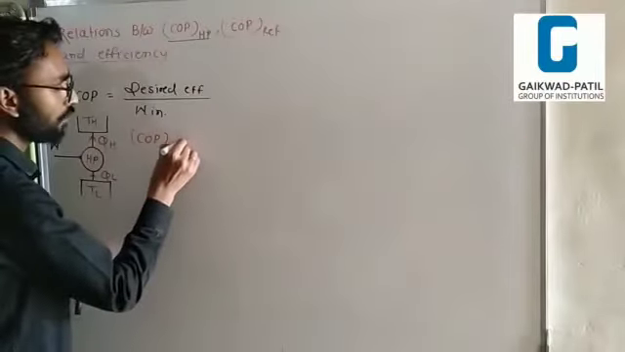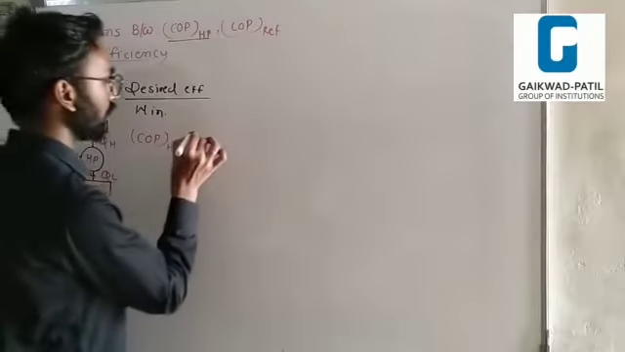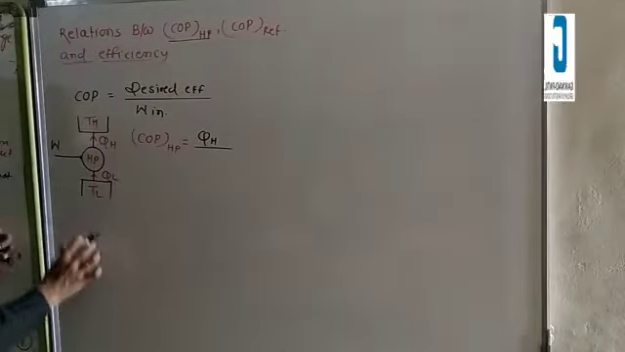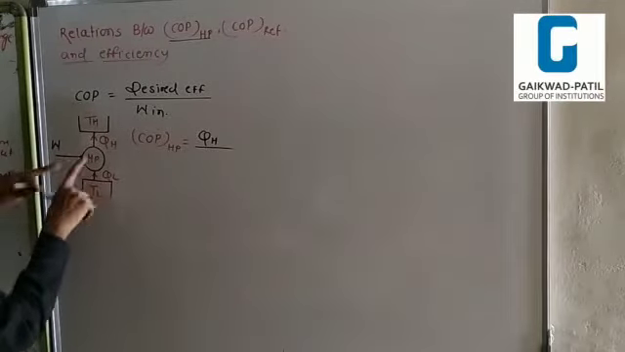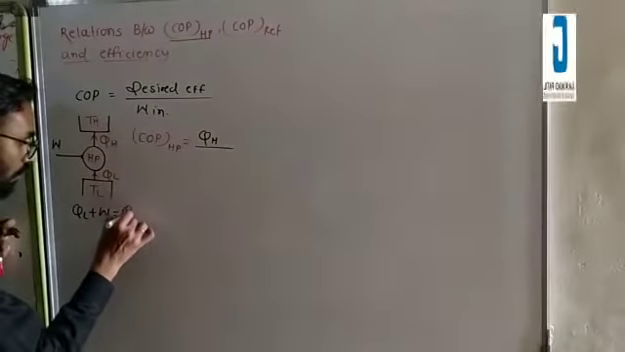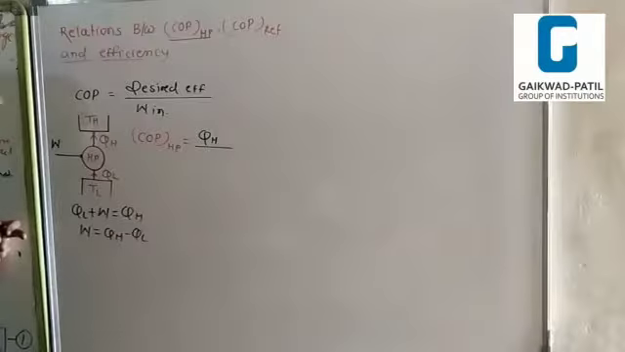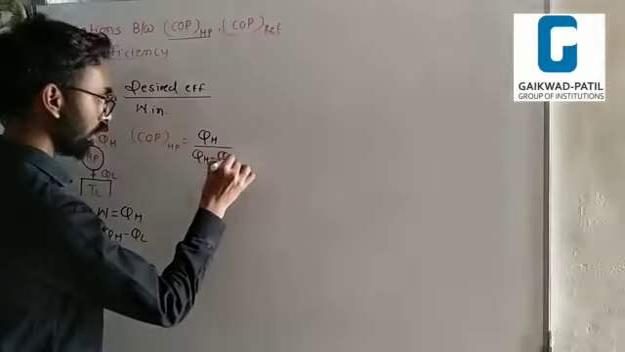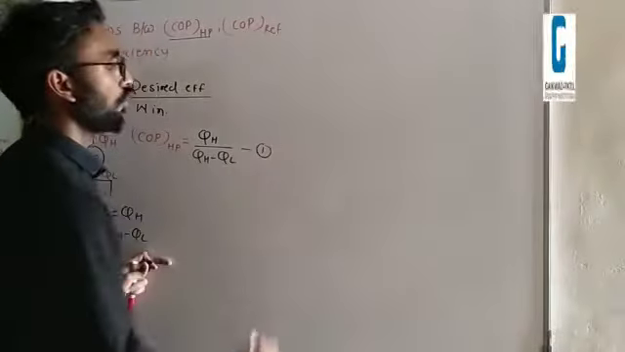COP of the heat pump is equal to the desired effect over the work input. What is desired? To maintain the high temperature. That means the desired one is QH. How to calculate the work input? Inside is equal to the outside. What is the inside of the heat pump? QL plus W is equal to QH. This means W is equal to QH minus QL. Put the value in the work input: COP of the heat pump is QH over QH minus QL. This is equation number 1.